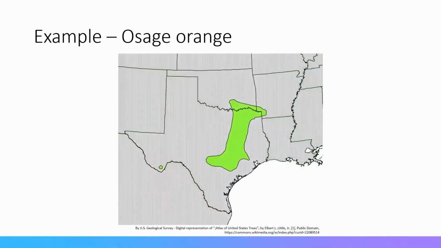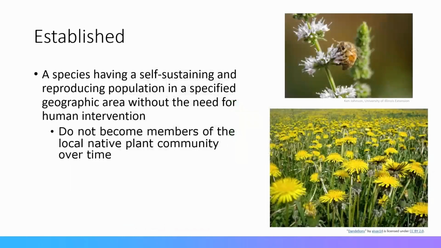But this species' native range is parts of Texas, Oklahoma, and Arkansas. So this is the native range of Osage orange. It has been introduced to other parts of the United States. And since it is self-sustaining in these areas, it would be established in these areas. So an established species is a species that can self-sustain, reproduce on its own without the need for human intervention. So Osage orange would be established in Illinois. It can reproduce just fine without the help of humans. Now, it does not eventually become part of the local native plant community over time. Osage orange will never be a native plant to Illinois because it is not native to this area. It is introduced. 100 years from now, 500 years from now, it still will not be a native species, no matter how long it's here. There are other examples, honeybees.